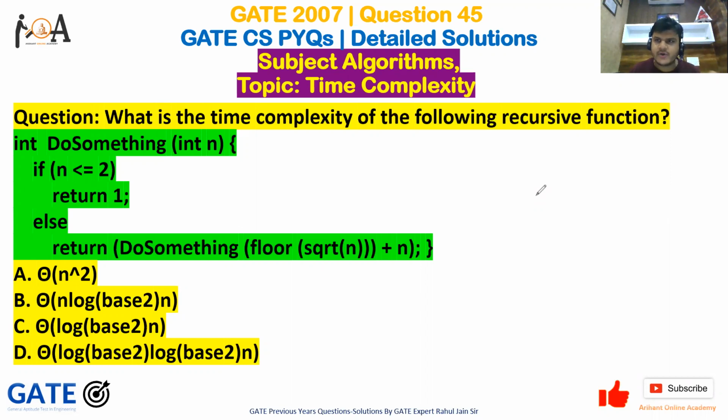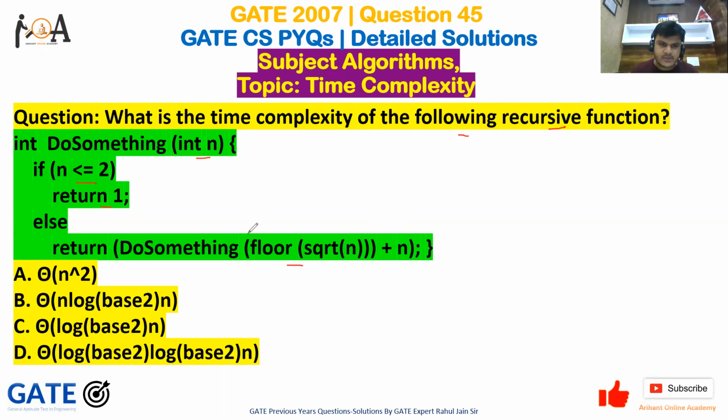A very important question of algorithms from time complexity. This was GATE 2007 question number 45. The question here is, what is the time complexity of the following recursive function? The recursive function is given to you: int doSomething(int n). If n is less than or equal to 2, return 1, else return doSomething(floor(square root n)) plus n. And four options are given to us.